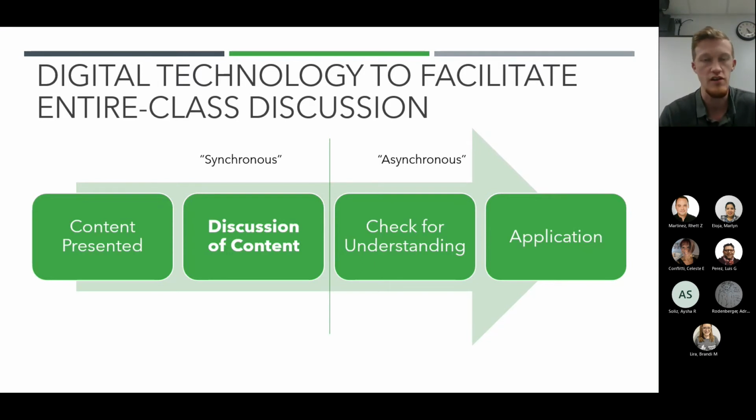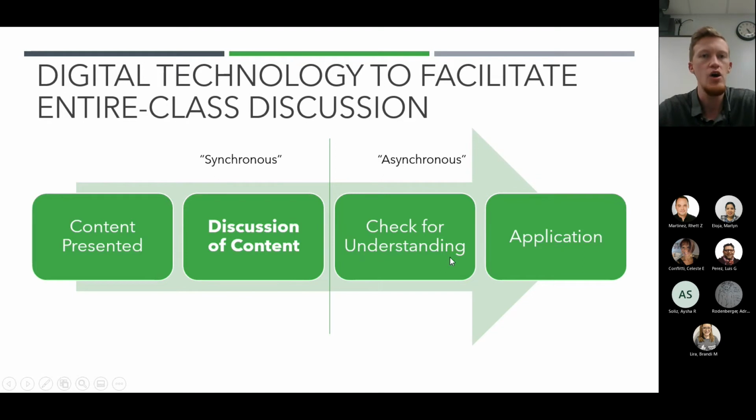Most of us do so with content presentation already, but for discussion of content, we need to have a discussion. But to facilitate that discussion well, we can't have everyone talking at once, but we need everyone communicating at once. We need everyone contributing. And so I'm primarily going to focus on the discussion of content and how we can make that happen, and some ways that I do that. The asynchronous is really more of the check for understanding and further application of maybe our lesson.